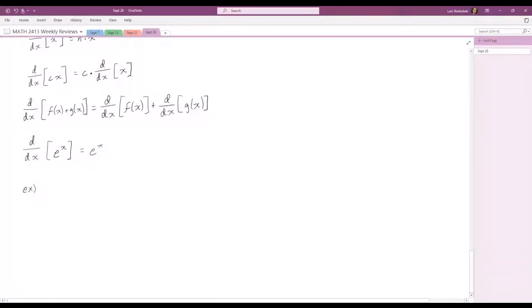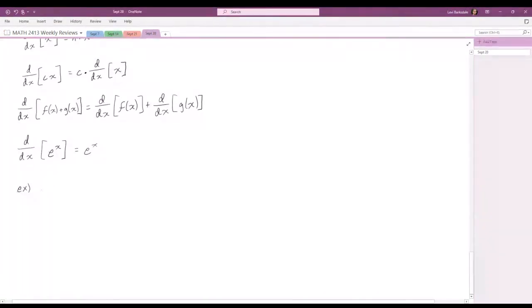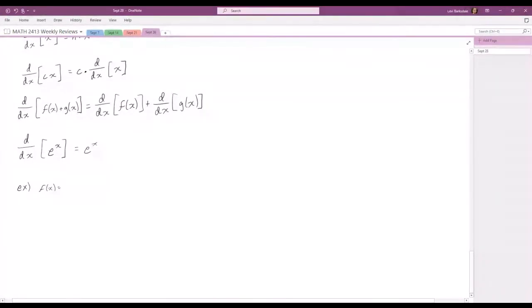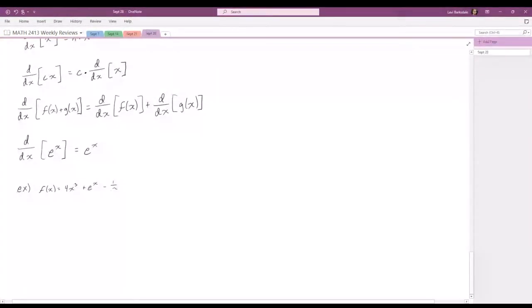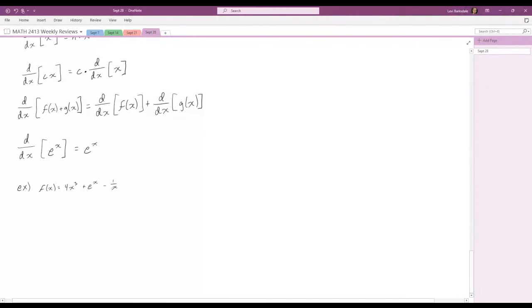And then I'm going to make you do a bunch of derivatives because the best way to remember these is to just practice. So, cool. All right, so let's say I wanted to take the derivative of this.